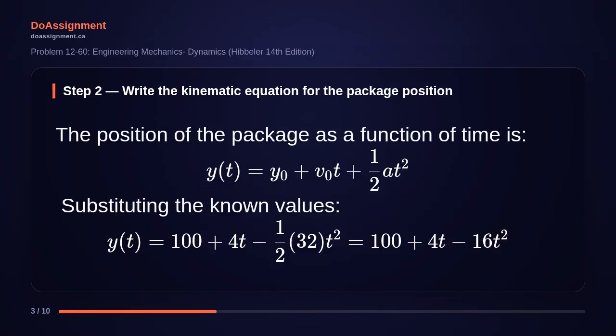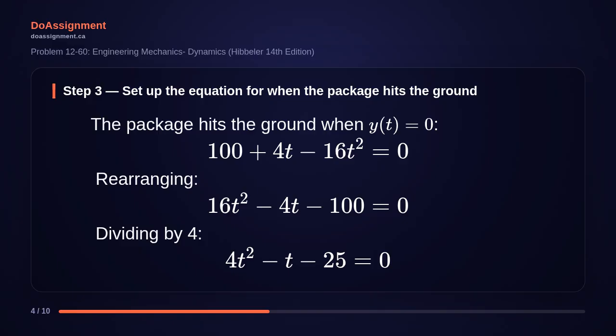The position equation for an object under constant acceleration is y equals y naught plus v naught t plus 1/2 at squared. Substituting our values, y of t equals 100 plus 4t minus 16t squared. Setting y of t equal to 0 gives 100 plus 4t minus 16t squared equals 0. Rearranging and dividing both sides by 4 yields 4t squared minus t minus 25 equals 0.